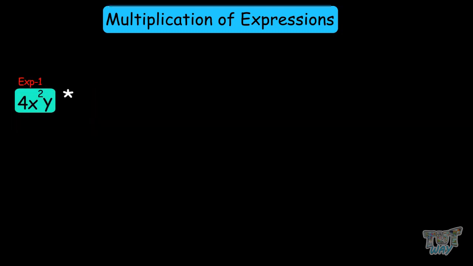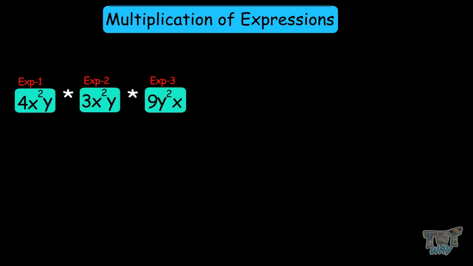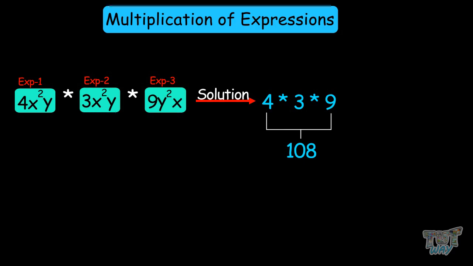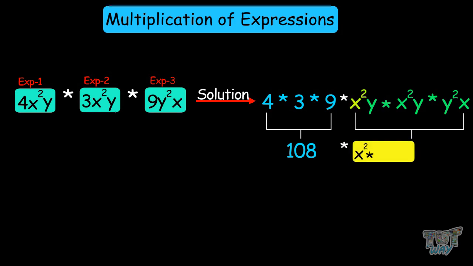Here we have the next question. 4x squared y times 3x squared y times 9y squared x. Multiply the coefficients to get 108, and then we multiply all the variables. So here we have x squared, x squared, and x. Those are all similar, so we multiply those together. They're all the same base, so you can add the exponents to get 2 plus 2 plus 1, and this becomes x to the power of 5. Remember, this has the exact same base, which is why we can add all the exponents.